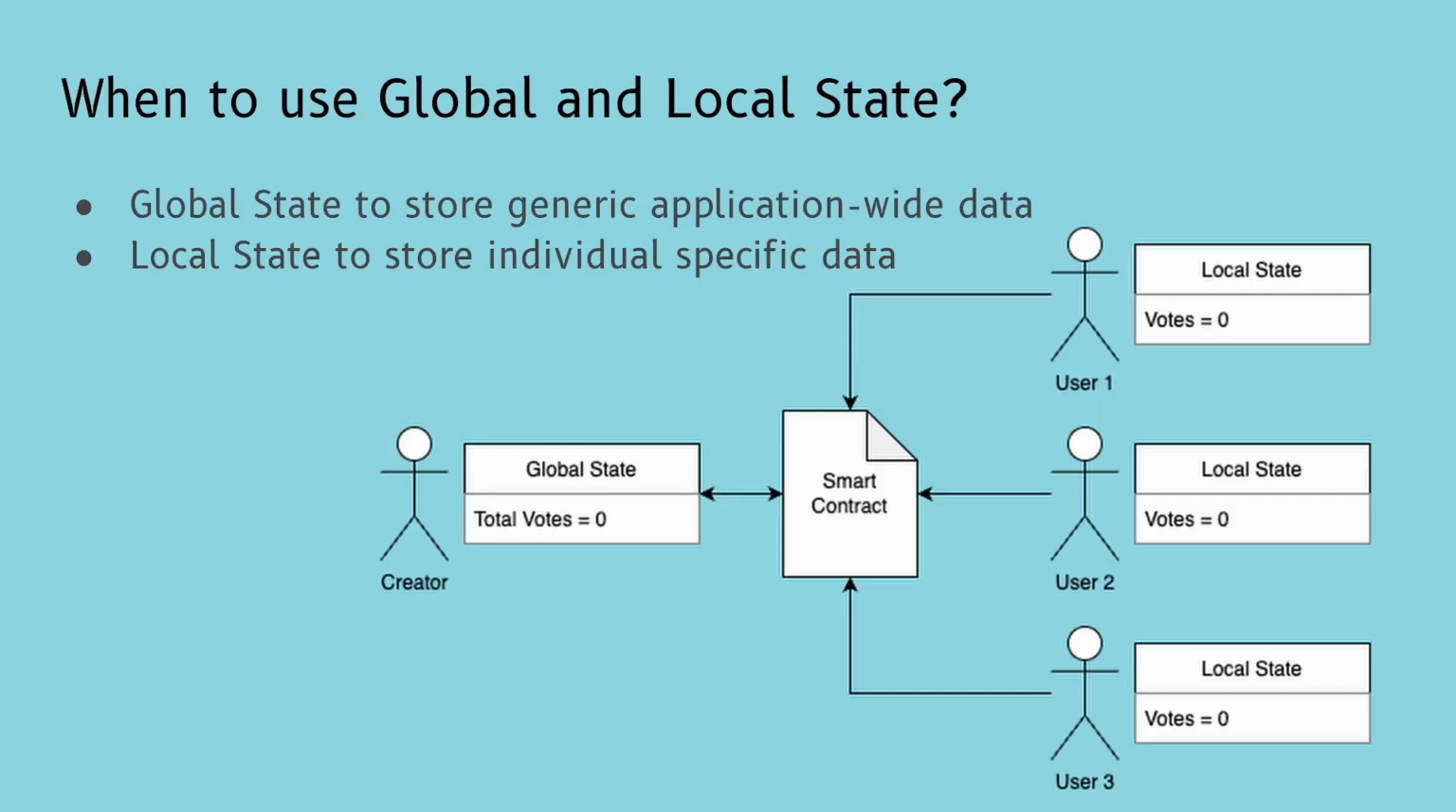For example, if a smart contract is keeping count of individual users' votes as well as a running total, each user would have their votes stored in their respective local states, and the running total would be stored in the global state. This way, a well-written smart contract would deduct a user's votes from the running total should they decide to call a clear state transaction.